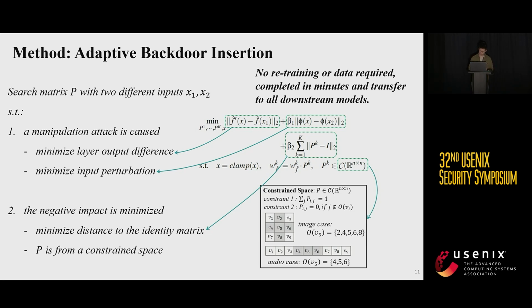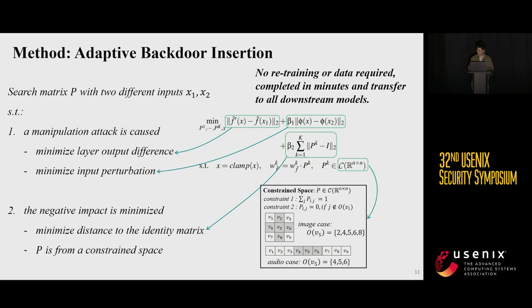Basically, this optimization can be broken down into two goals. The first goal is to ensure that a manipulation attack is caused. We do this by minimizing the output difference and minimizing the input perturbation. The second goal is that we want to minimize the negative effect of this backdoor intrusion. So we minimize the distance of the matrix we found to the identity matrix, and we ensure that the matrix P is from a constraint space.